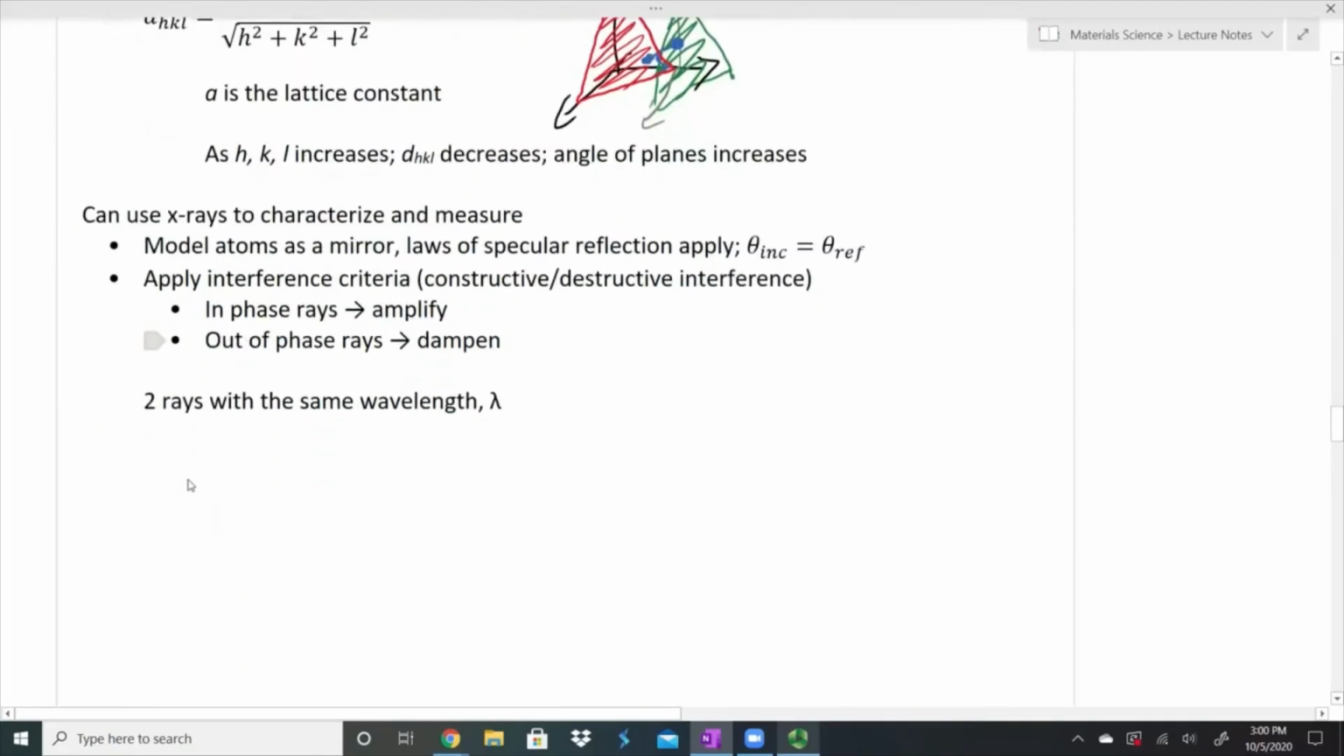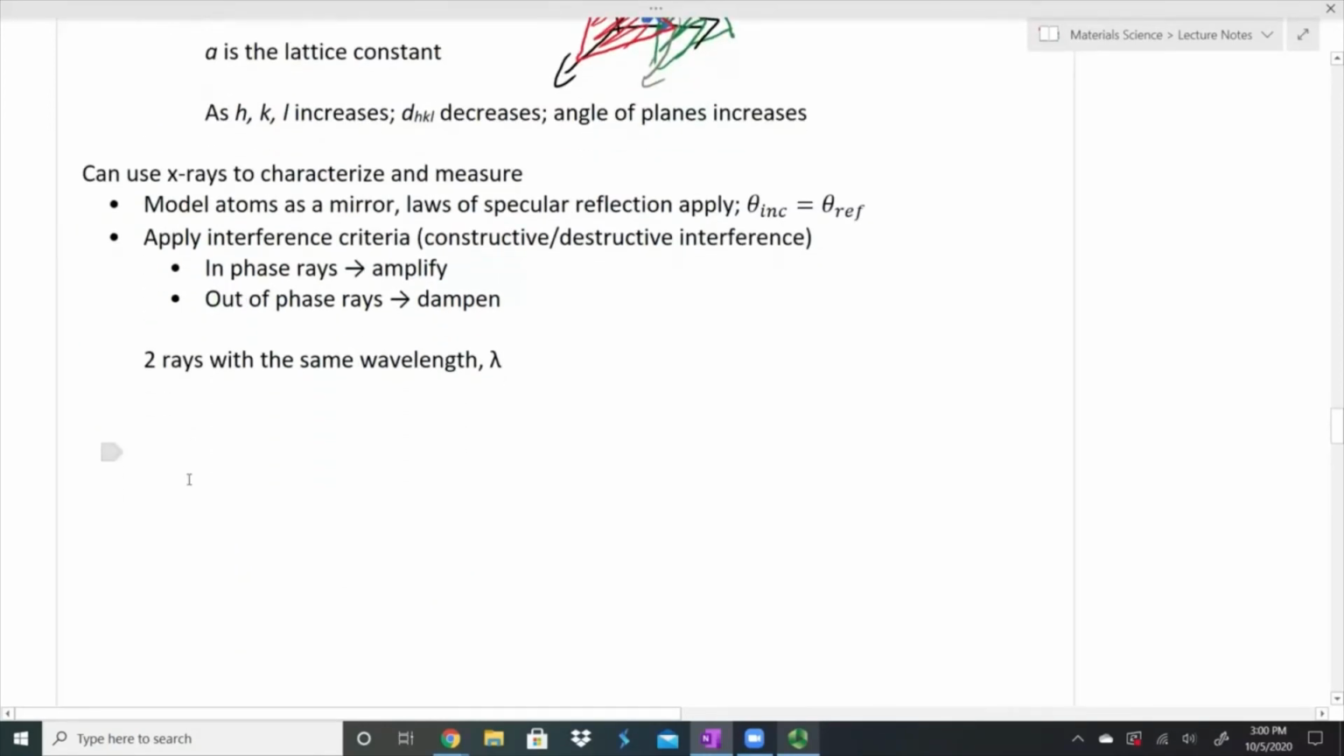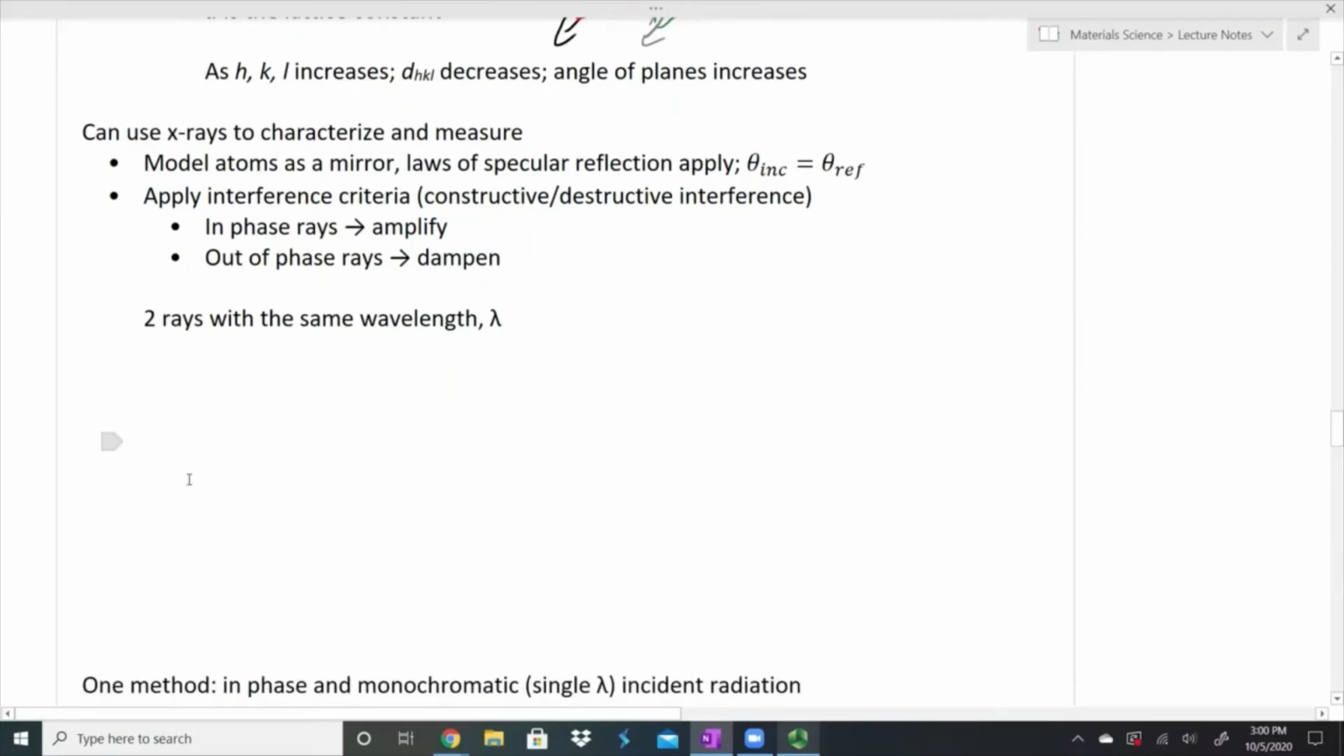So what can we do? We can actually use X-rays to characterize and measure certain things. We can model these atoms, these planes of atoms, especially as a mirror. We can apply constructive and destructive interference with them. What that means is rays that are in phase are going to add up together, and those that are out of phase are going to subtract from each other. They're going to dampen the signal.